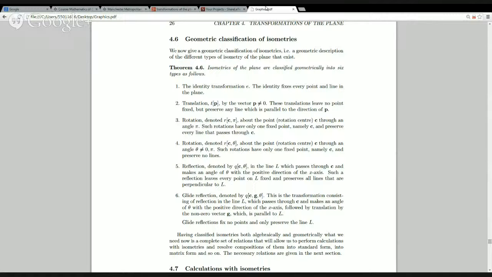So here's Theorem 4.6. It's the geometric classification of isometries. We're going to describe all the different types of isometries in terms of their geometry. We're describing them in terms of a geometric description, but also referring to their fixed sets. So we'll be considering their fixed sets. And we get this classification where we say there's 6 types.